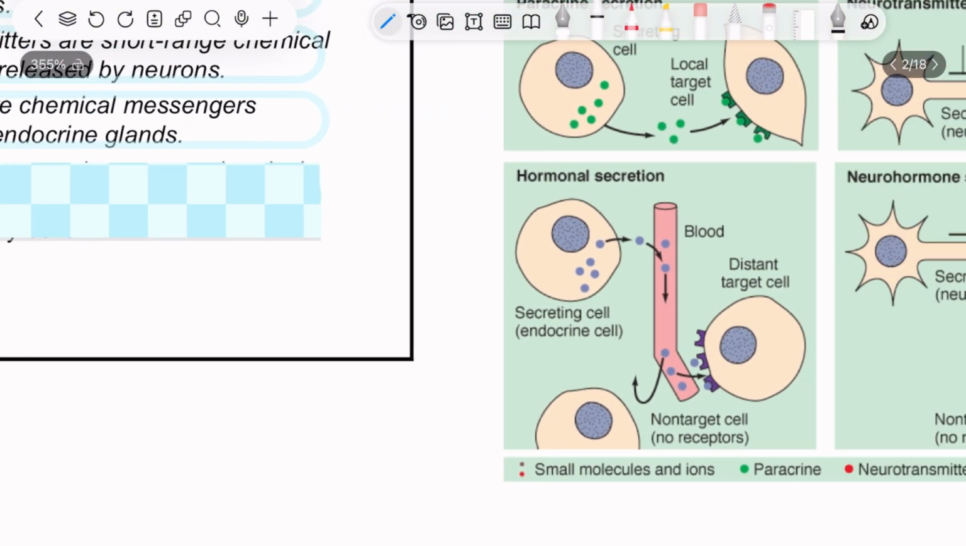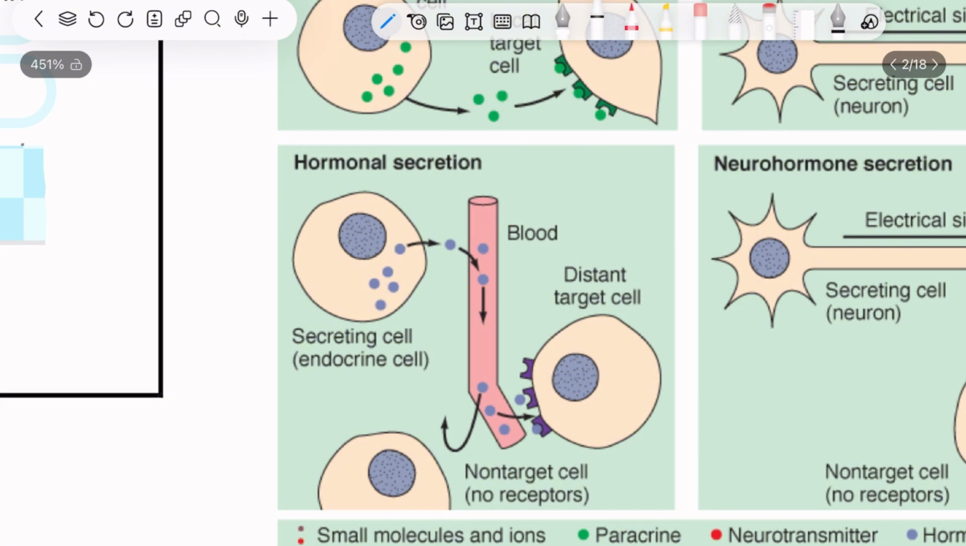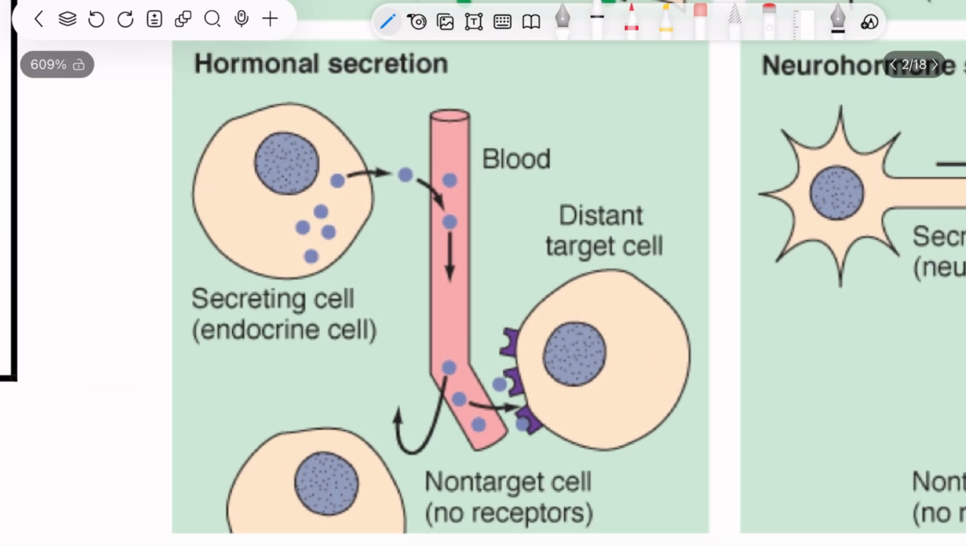Once produced, the hormones are released into the bloodstream where they travel through the body to find their target cells. Each hormone binds to specific receptors on or inside target cells. These receptors are like locks, and the hormones are the keys that fit and trigger the response. So when a hormone binds to a receptor, it activates certain processes in the target cell. This could involve turning genes on or off, altering cell metabolism, or influencing the cell's behavior.